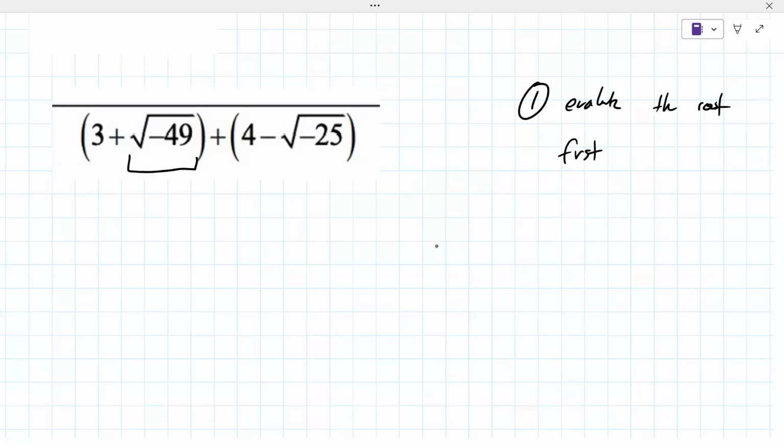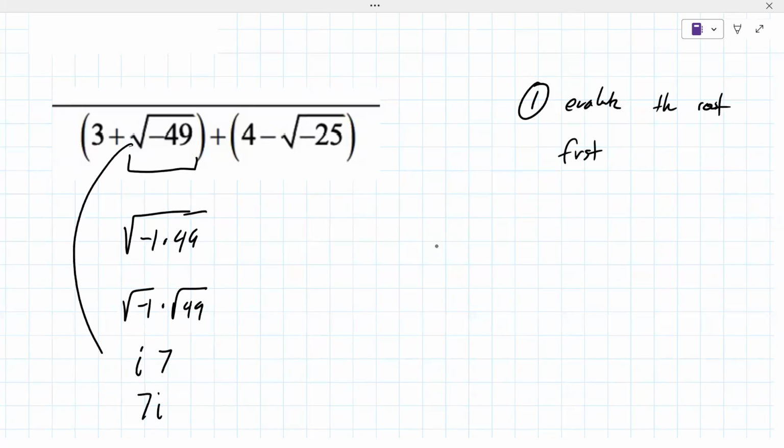So this right here is the square root of -1 times 49, so the square root of -1 times the square root of 49. This is i, and this is 7. So the answer is 7i. And it is totally okay to go to that first. Totally okay.